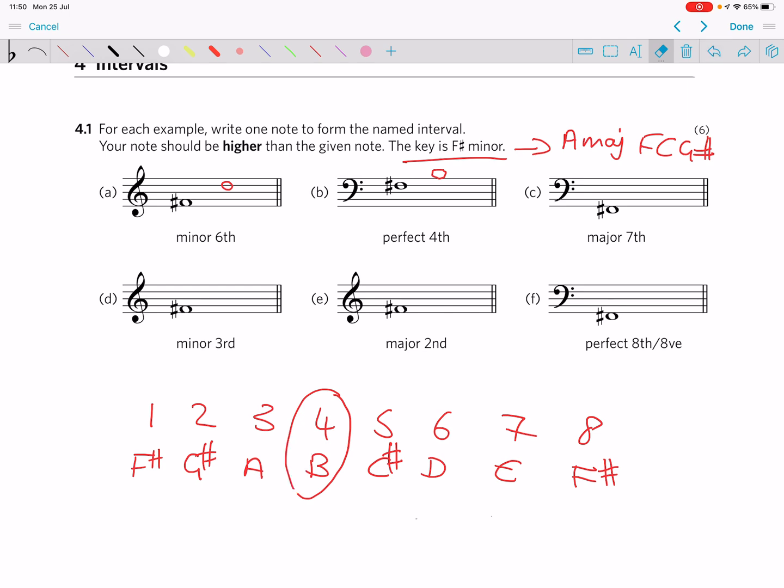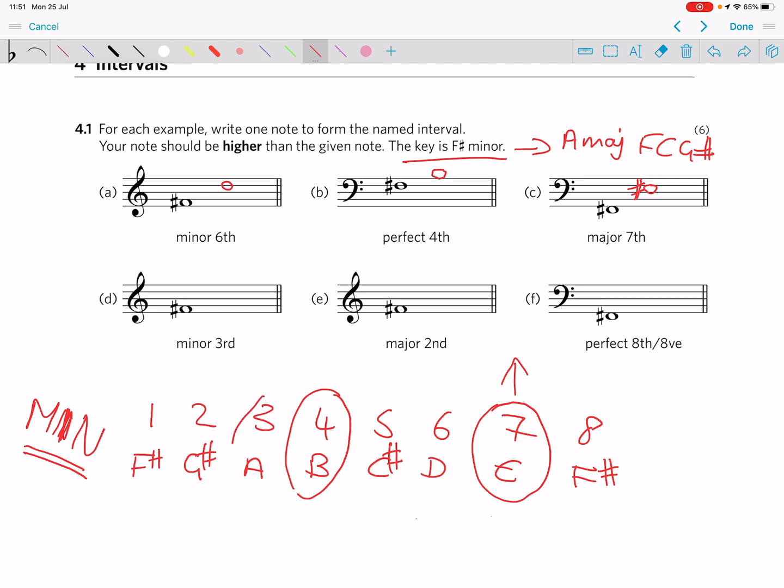Okay, so let's go on to the next one. So we have got C, and it asks for a major 7th. Okay, so we're going to find our 7th. Now this is a minor scale that we have written out. So if it is major, we're going to have to do something to it, and you're going to go up a semitone for it to be major. So you're going to find your 7th, 1, 2, 3, 4, 5, 6, 7, and you're going to sharpen it to make it major.